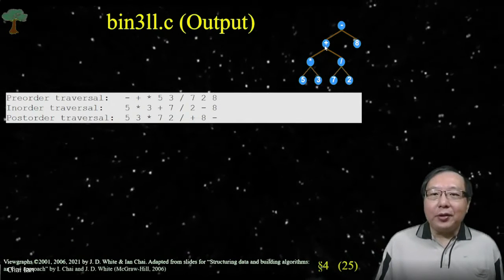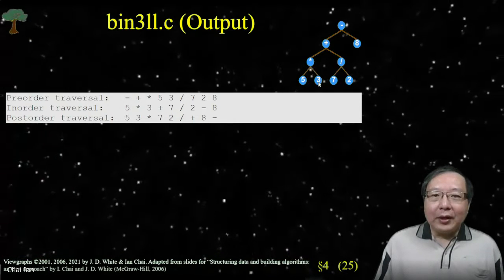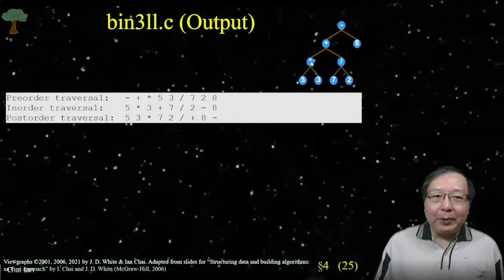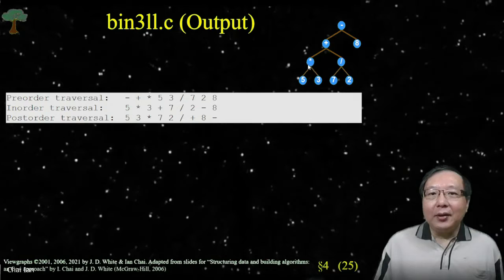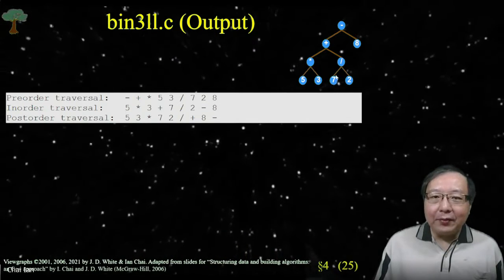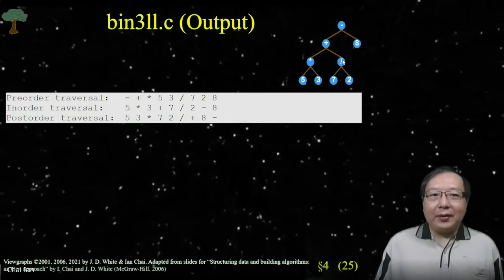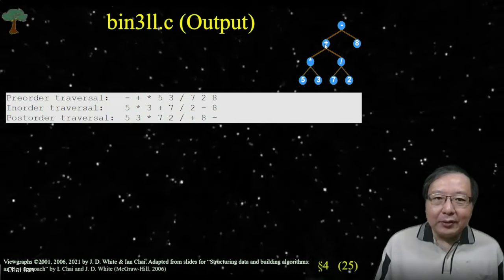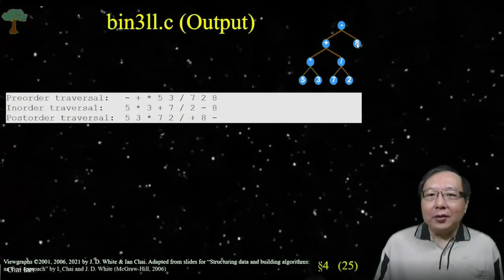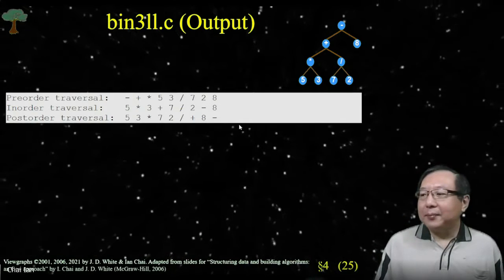Post order is do the children first, then only do the root. So from here, I go to the child, I go to the child, I go to the child, no more children, I do the 5. Then I do this other child, 3, then multiply. So 5, 3, multiply. Go back up here, not yet do. Go down here, not yet do. Do this one, 7. Go back up here, not yet do. Do this one, 2. Then do the divide. Then do the plus. Then come up here, not yet finish, 8. Then do the minus. So we get this line.